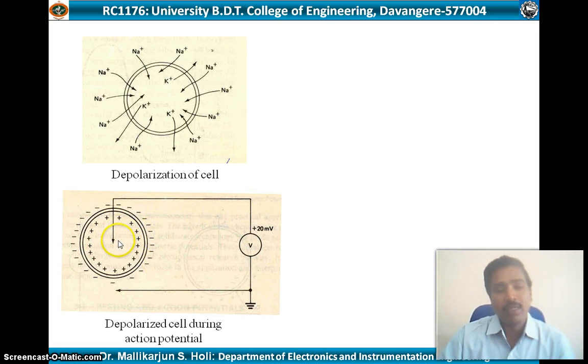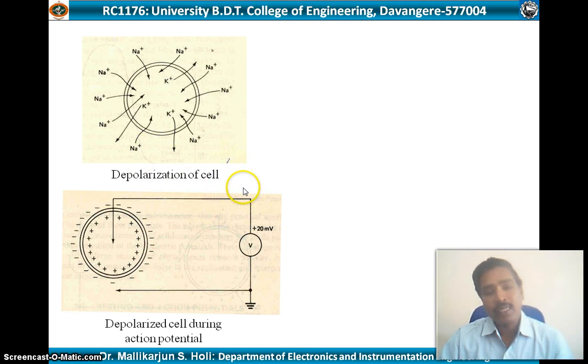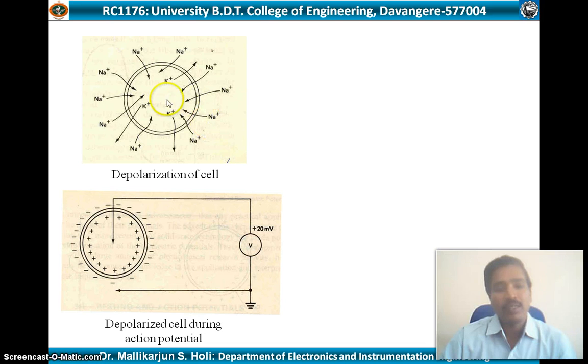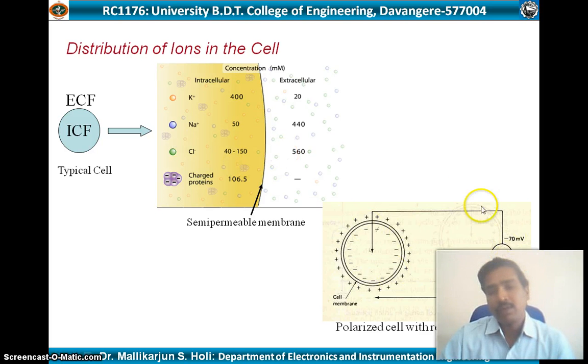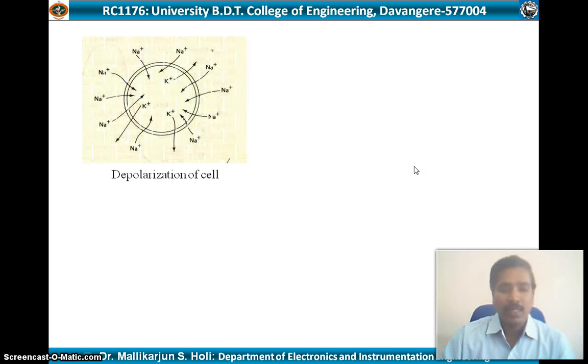If I make a measurement of the potential with reference to inside versus outside, I am going to get a positive potential of plus 20 millivolts. This condition is called the depolarized cell, and the whole process of generating this potential is called the depolarization, and the potential you get is called the action potential. But this condition will not remain the same. If the stimulation no longer persists, the sodium starts moving out from the inside to the outside, and that process is called the repolarization, by which the cell returns back to the same negative potential of minus 70 millivolts. That is what you call the resting potential.